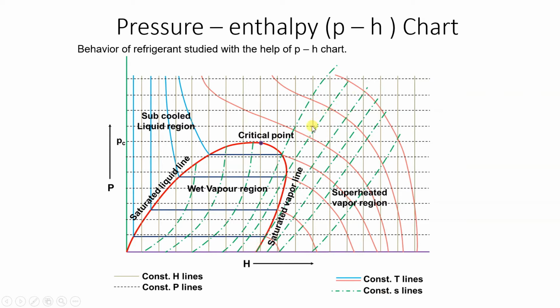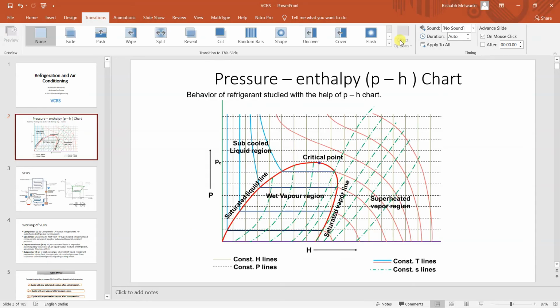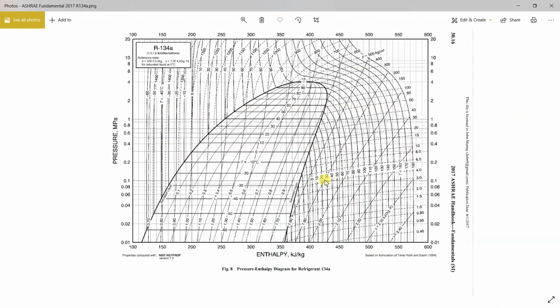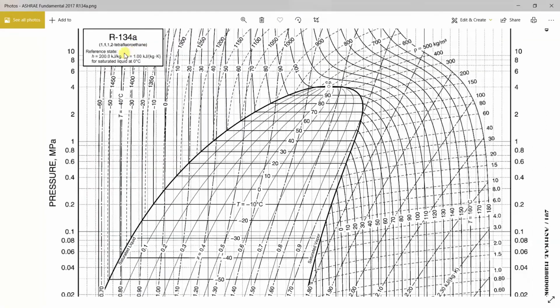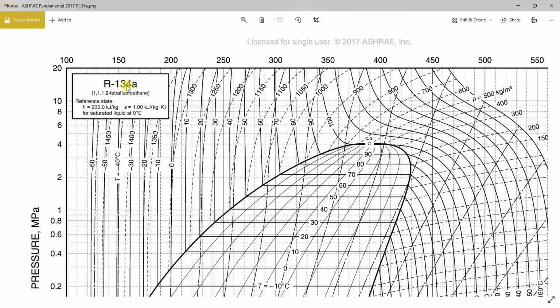Now we will see the same on an actual pH diagram. Observe that this pH diagram we are also going to use during the practical session. This pH diagram is for R134A refrigerant, as written over here. I'll zoom in. Now what is this refrigerant? Why is it denoted by R134A? That we will see later in this module.